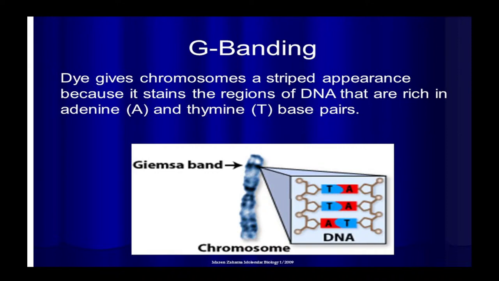So, in G banding, we use Giemsa stain, and each gives chromosomes a striped appearance because each stains the regions of DNA which are rich in adenine and thymine base pairs.